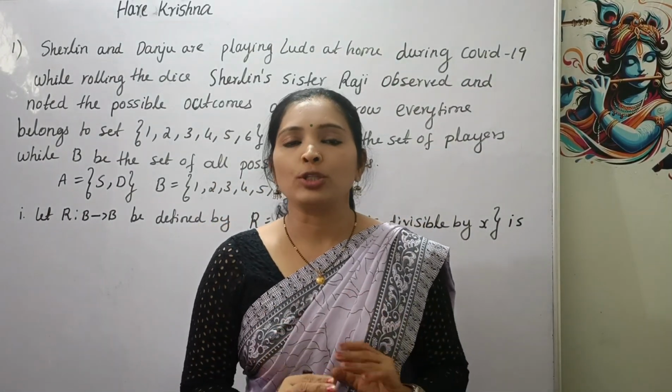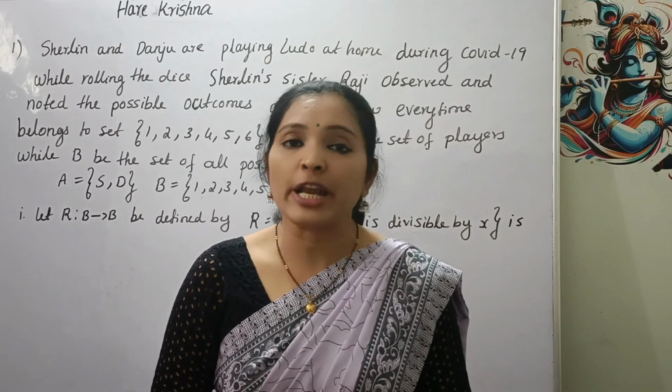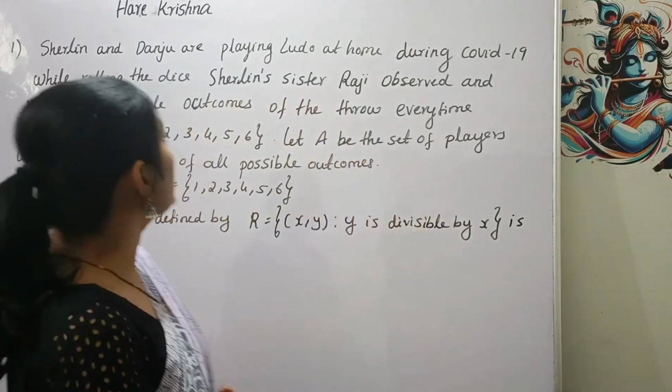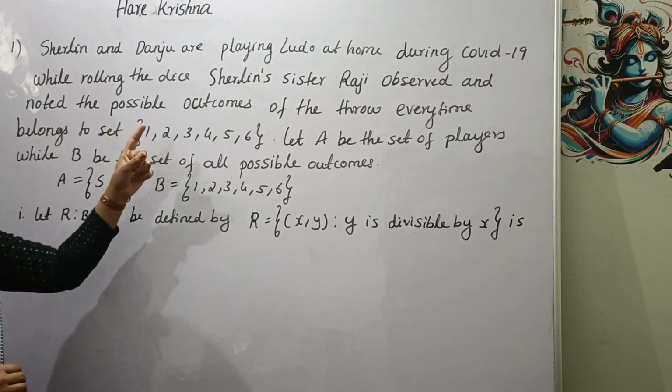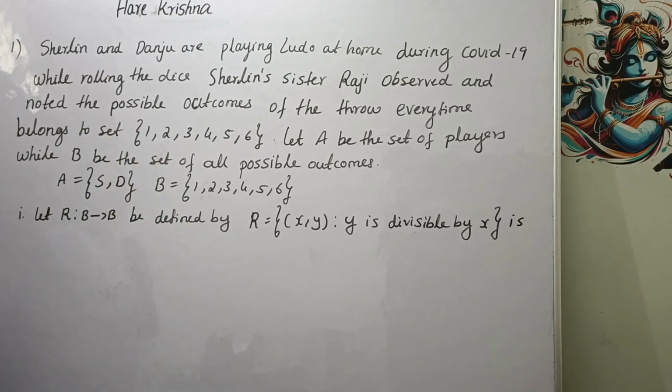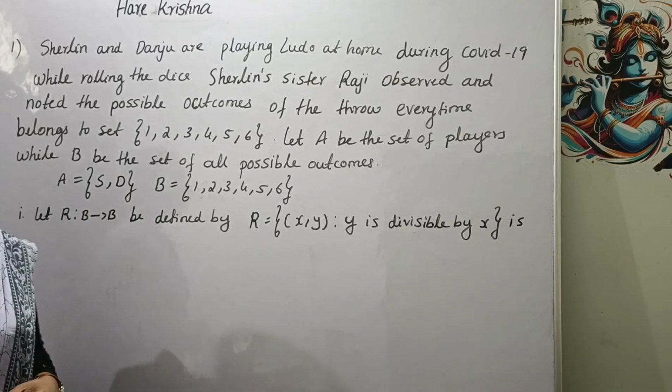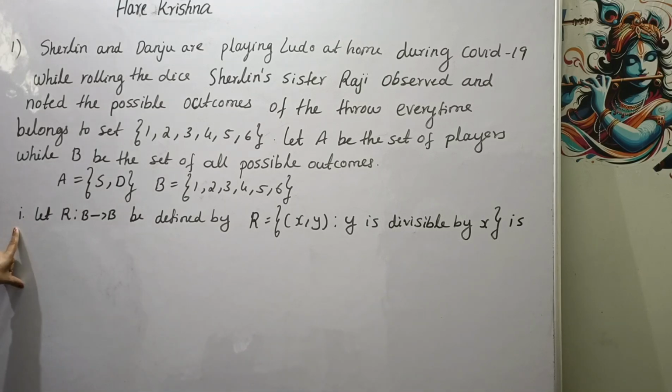In this video, we are going through some case study questions based on relations and functions. First question: Sherlyn and Danju are playing Ludo at home during COVID-19. While rolling the dice, Shirley's sister Raji observed and noted the possible outcomes of the throw every time, which belong to the set {1, 2, 3, 4, 5, 6}. Let A be the set of players while B be the set of all possible outcomes. A is equal to the set {S, D}, B is equal to the set {1, 2, 3, 4, 5, 6}. Based on this information.